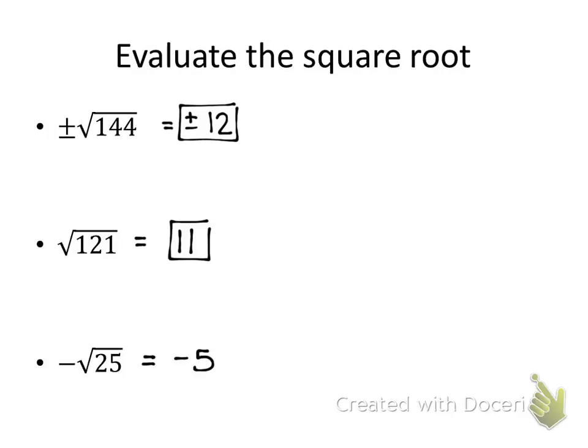Negative 5. Very good. Why would your answer not be undefined? Because the negative is on the outside. Very good. The negative is right here on the outside. If it was underneath the radical, like here, then it would be undefined. Okay? Does anybody have any questions over these?